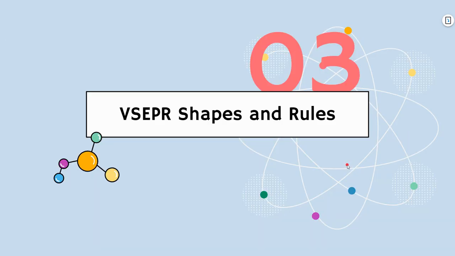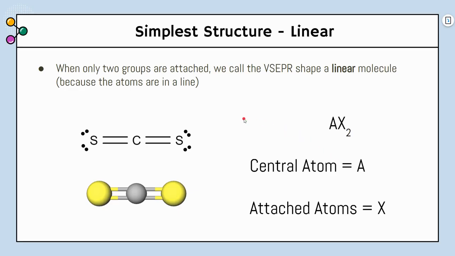All right, let's go through a quick review of the shapes and the rules. The most simple shape is this linear shape, and that's when we have two things attached to a center. We actually looked at this on the previous slide. We have carbon in the center, and we have two atoms attached to it. So this gives us two atoms in a line. Those sulfurs are as far apart from the carbon as possible.